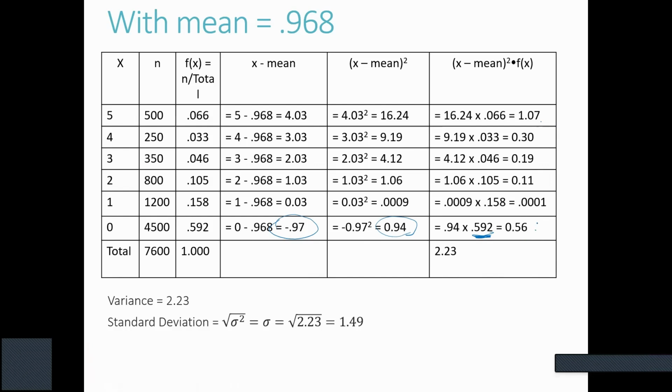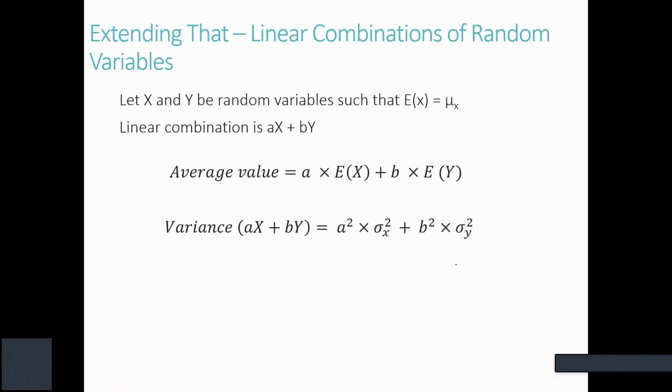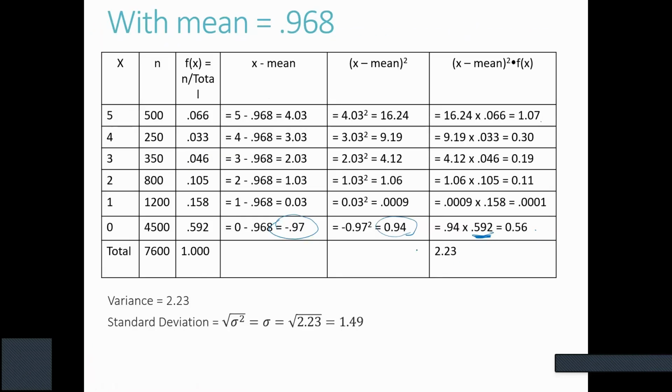Okay, so once we get these numbers, again, we add them up. We add them up and get the sum, and that is the variance. So the variance is 2.23. To get the standard deviation, we're going to take the square root, and that gives us 1.49.